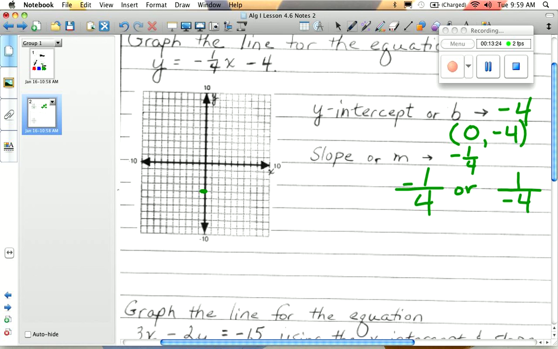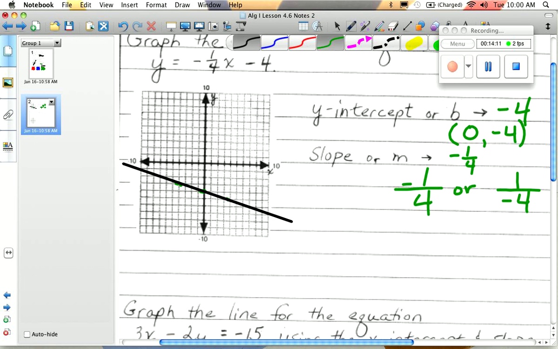Look at what's happening right now. It's rising from left to right, and it's a negative slope, it should be falling, right? Remember what I said, we always want to check it out. If we have a negative slope, we know what the behavior of the line should be. It should be falling from left to right. So if after you're done graphing this they're not falling from left to right, I think there's a problem. So we're going to keep that in mind.